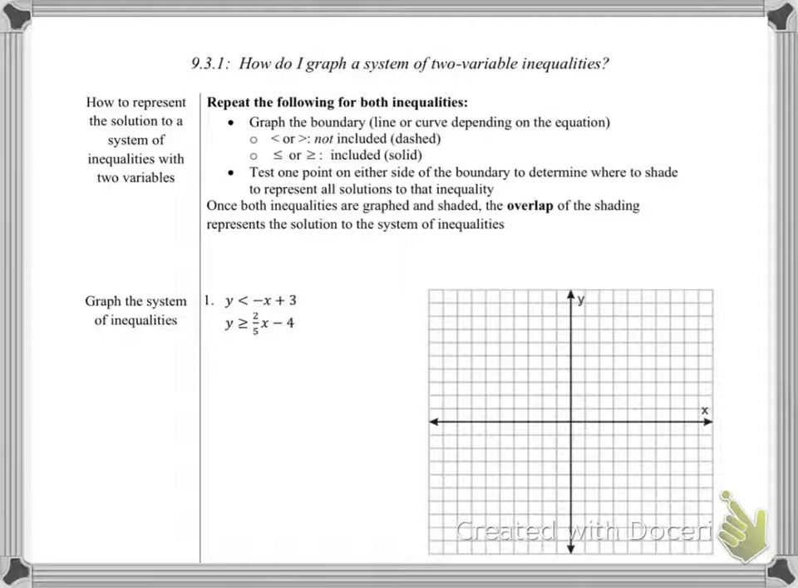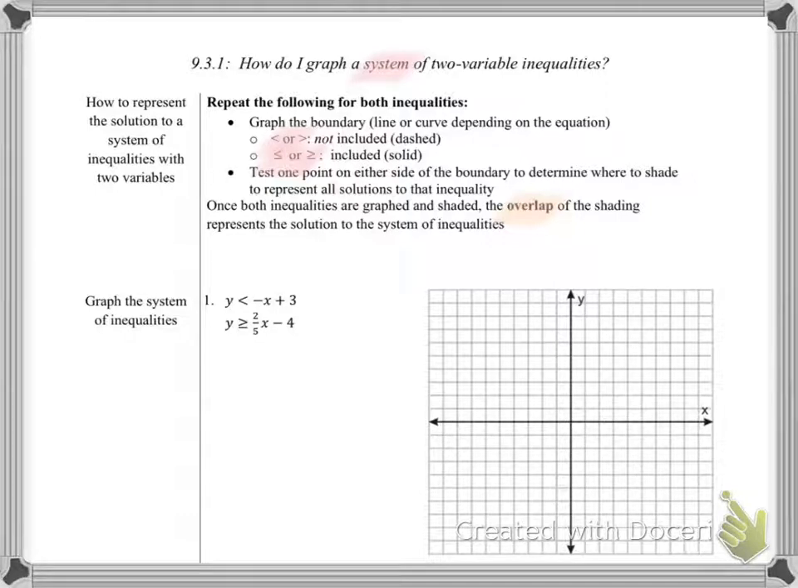So with a system, we're doing a system of two variable inequalities this time. Basically, we're just putting two of them on the exact same coordinate plane. That's ultimately it. So just as a reminder for the boundaries, which we talked about on the last video, the big difference here is what we're looking for in this case is the overlap of the shading. That's going to represent the solution to the system.